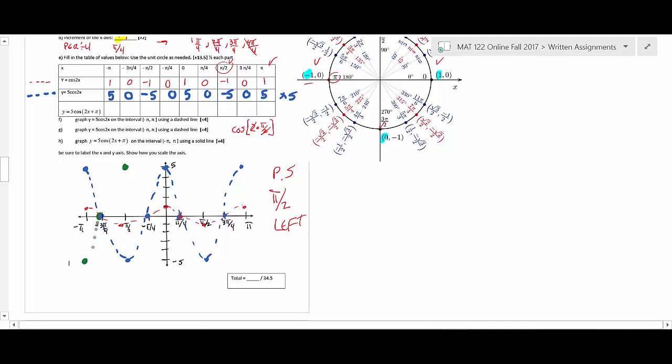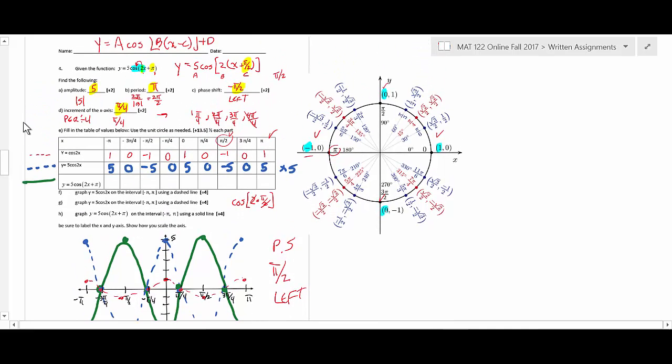So you've got low, midpoint, high, midpoint, low, midpoint, high, midpoint, low. Once you get just a few of those points phase shifted, then it's not too hard to figure out. So that is your final product there. All right, let's do a check on this too.